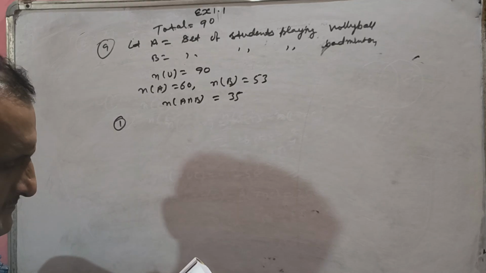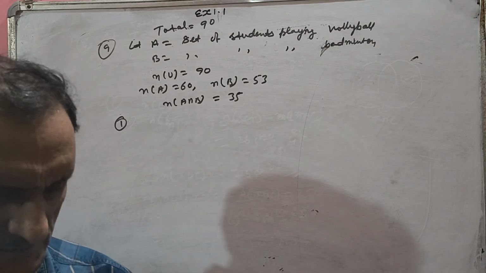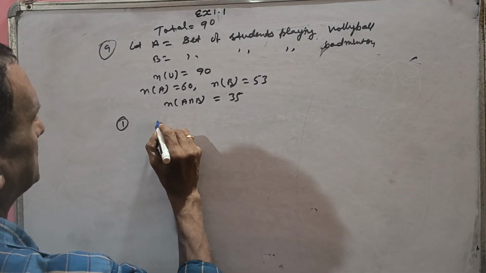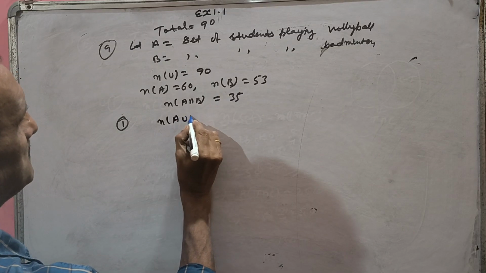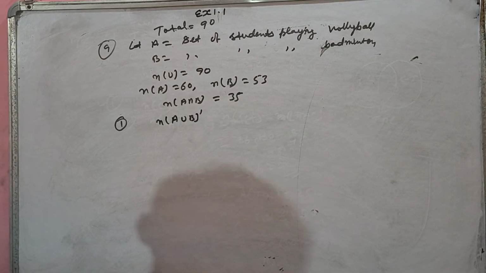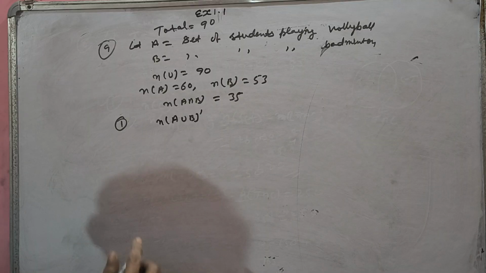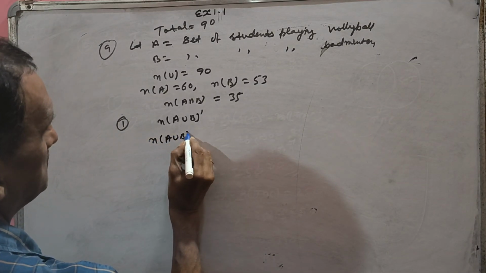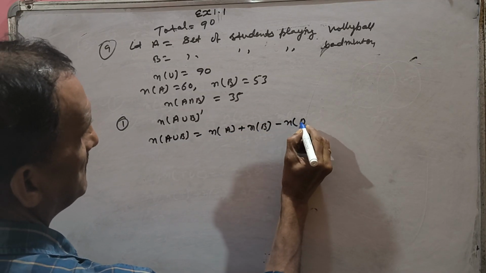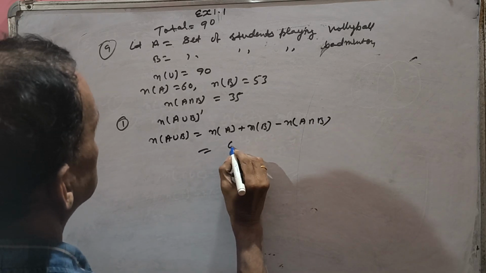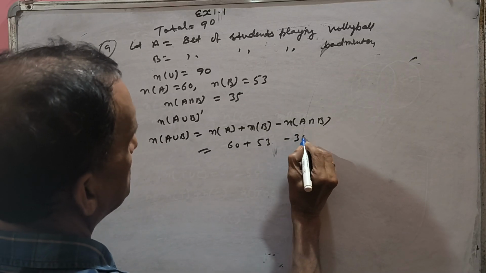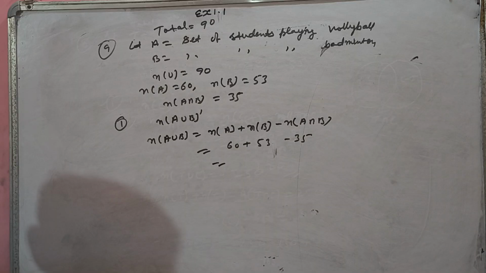In number 1, we are required to find the number of students who do not play any one of the 2 games. Either of the games will be A union B. Neither of the games will be their complement. So we have to find actually the complement of A union B. To find the complement of A union B, you need to find A union B. To find N(A union B), the formula is very simple: N(A) plus N(B) minus N(A intersection B). Put the values: 60 plus 53 minus 35. So after calculation, how much will you get?